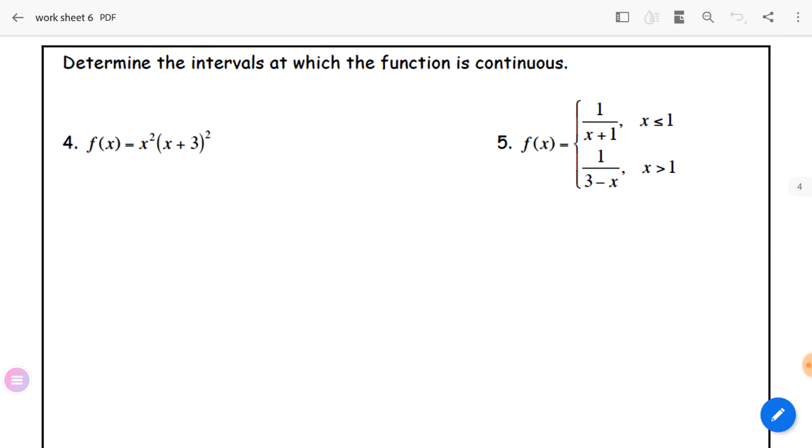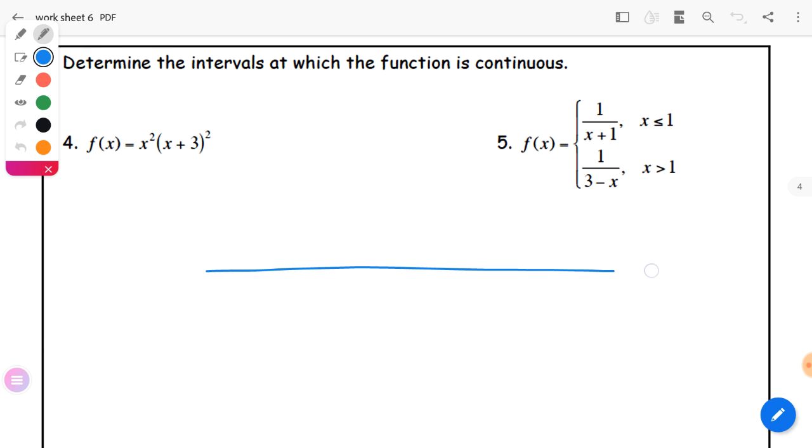Please, you have to remember when we talk about the continuity of any function, or where the function is continuous on the real numbers, I have to remember the domain, or where the function is defined. Okay, here for problem number 5, look here, I have to discuss where the function is defined on the entire number line.